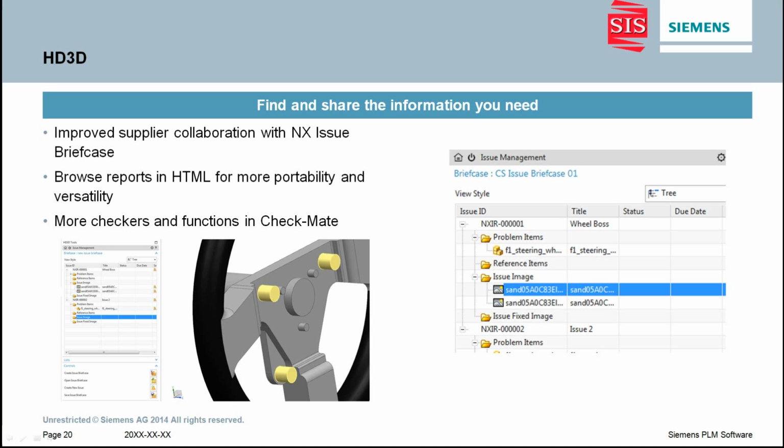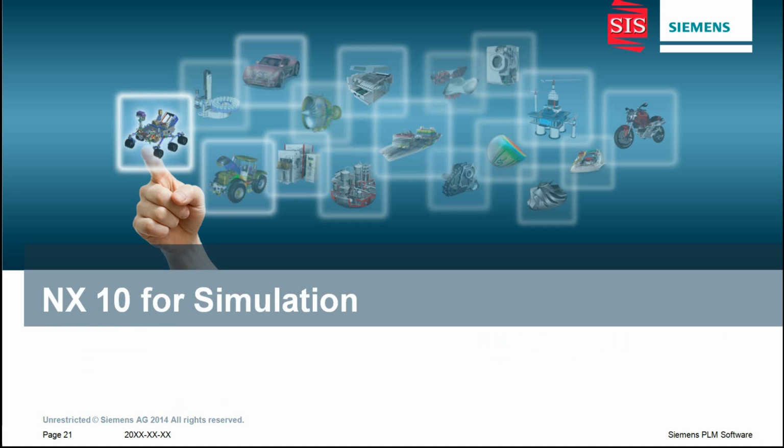New server-side reports have been added for 4GD and visual reporting. There's a new visual report HTML browser and a new out-of-the-box visual report for component pattern. Also, a new out-of-the-box checker and function has been added to Checkmate. This improves supplier collaboration and enhances browsing of reports and checks.